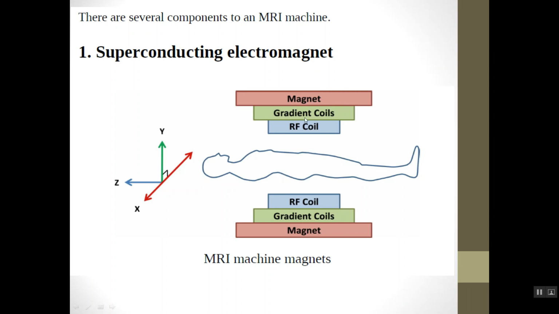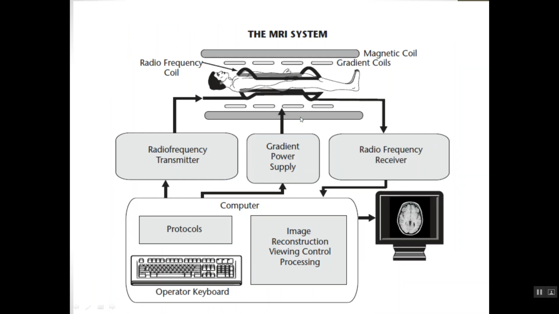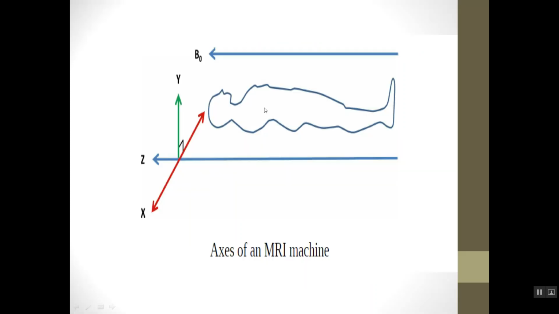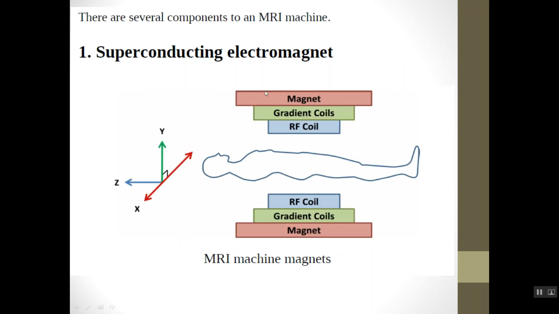This gradient coil, I have three gradient coils. Come back to my image again here. I have three gradient coils in different directions, X and Y and Z. So I have a gradient coil in the Y direction, X direction, and Z direction. Later on I'll talk about the function of it, not now.